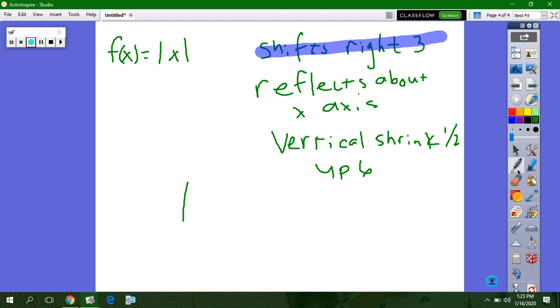So this would be right 3. What do we do for right 3? Minus 3, okay? But because it's a reflection about the x-axis, that's on the outside. That made me go from this to this, so it's a negative out here. And what's it going to be? 1/2. And then up 6, plus 6. So that's what that is.